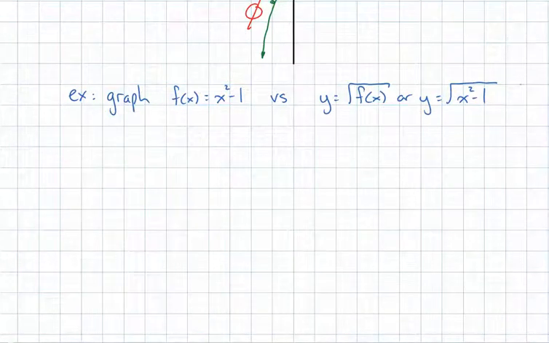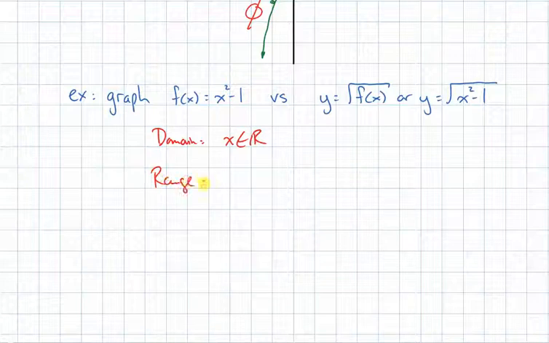All right, last thing, I want you to graph y equals x squared minus 1 with the root of x squared minus 1. Okay, with f of x, the domain is all reals. It's a quadratic function. The range is y greater than or equal to negative 1. Remember, that's a quadratic function moved 1 unit down.